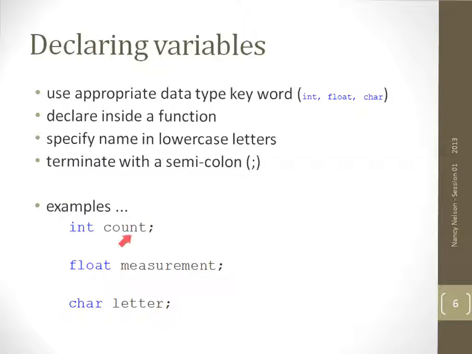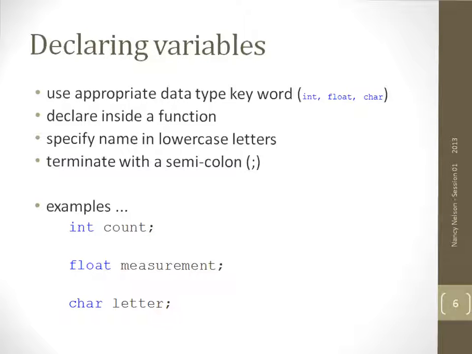Secondly, we need to give it a name. So our variable names are always going to be defined in lowercase, and we're always going to follow it by a semicolon. So a data type, a data name, and a terminator.